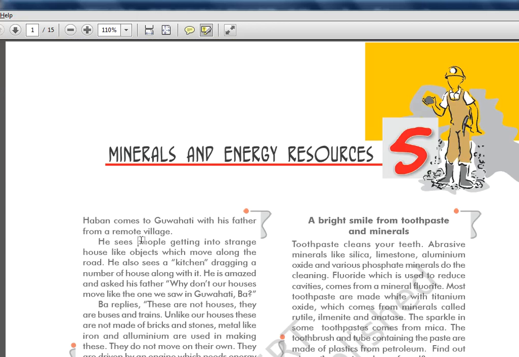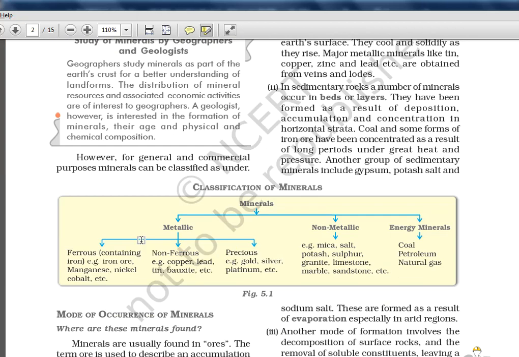But these are all like stories to just get you into the topic. The main thing is one important chart. Minerals: metallic, non-metallic, and energy minerals. This is the same thing which I showed you in my table also. So here iron ore, nickel, manganese, cobalt, and all. Here bauxite, copper, lead. Then precious metals are there: gold, silver, platinum. Then mica, potash, sulfur, granite, limestone. These are non-metallic minerals. Then energy is there. This is also non-metallic only, but it is energy in specific: coal, natural gas, and petroleum. So this chart is actually a good start for any answer related to minerals.